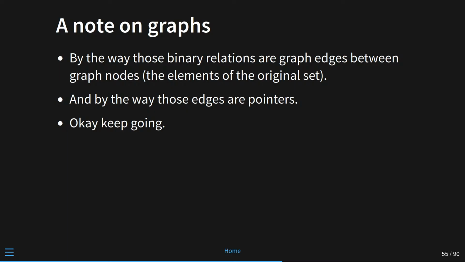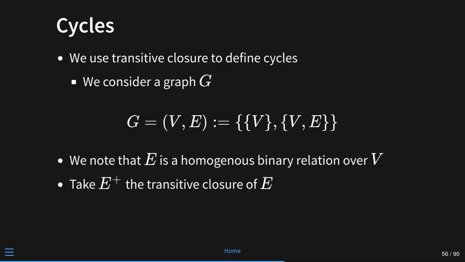So those binary relations are graph edges between graph nodes, and all those edges, those are the pointers. Those are your boxes, or the reference backwards. So what we're talking about here, it's like math, but it's also like how objects are created in program memory and how they are stitched together, right? So we're going to keep going.